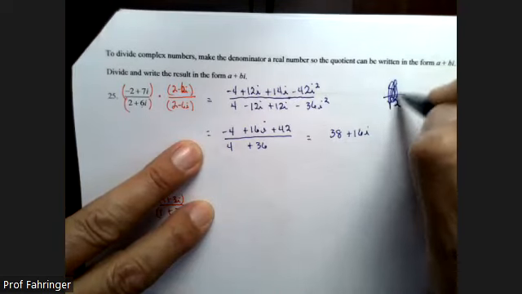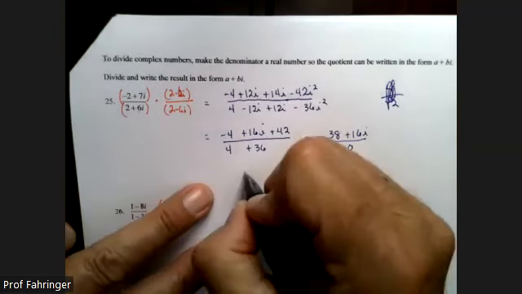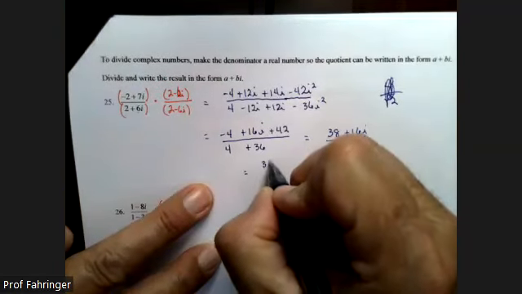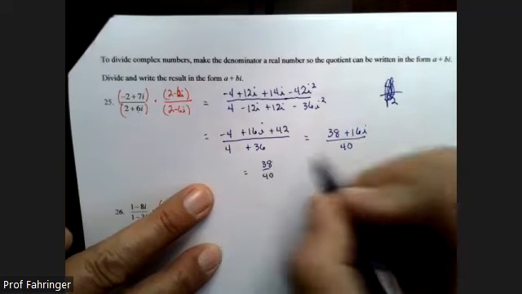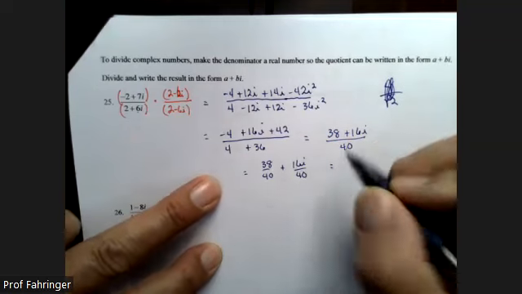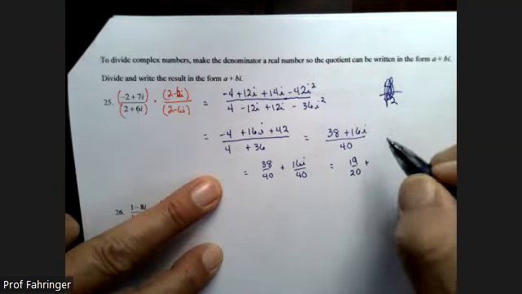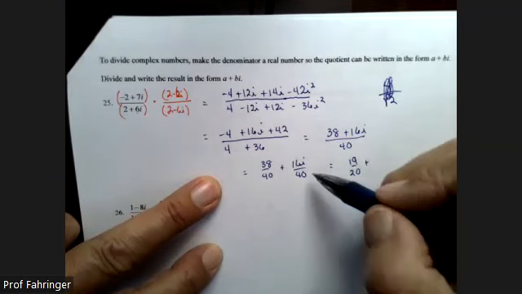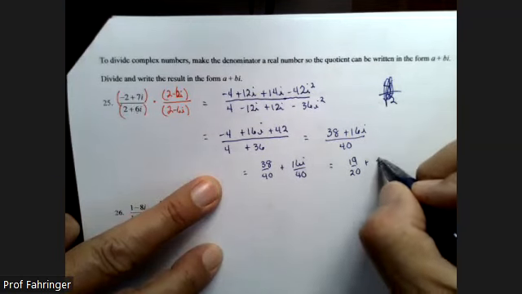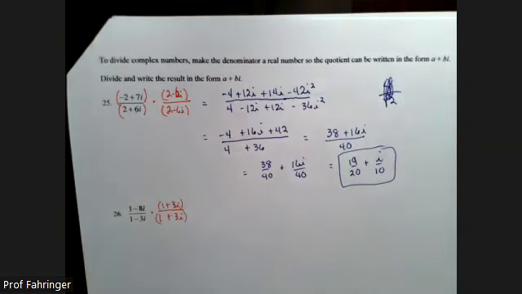You're distracting me. Don't put that up there. Over 40. 38 over 40 plus 16i over 40. That's about 19 over 20. Again, I'm going quickly. 8 over 20. Oh, yeah, I divide both of those by 4. i over 10.